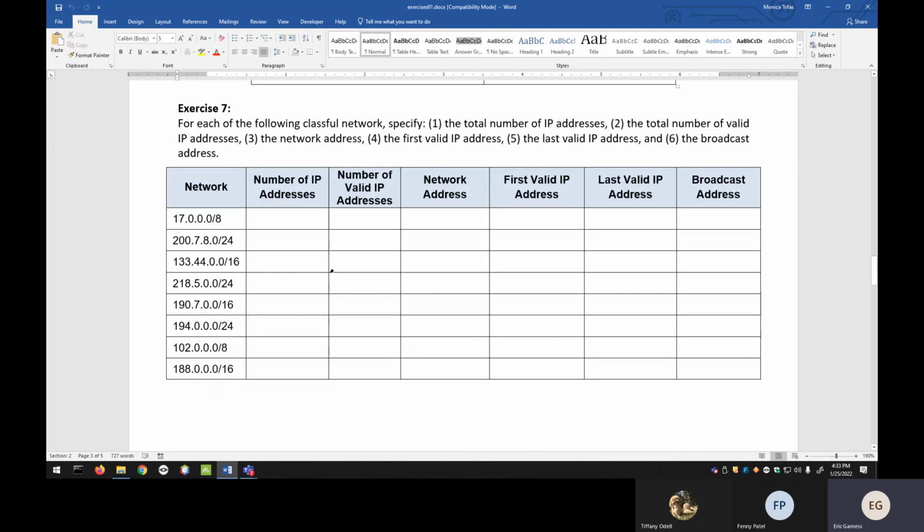Let's do exercise 7. So for each of the following classful networks, specify first, the total number of IP addresses. Second, the total number of valid IP addresses. Third, the network address. Fourth, the first valid IP address. Fifth, the last valid IP address. And sixth, the broadcast address. Okay, so let's take the first example. We have this network. This is a class A network, 17.0.0.0/8. So what is the total number of IP addresses in this network?